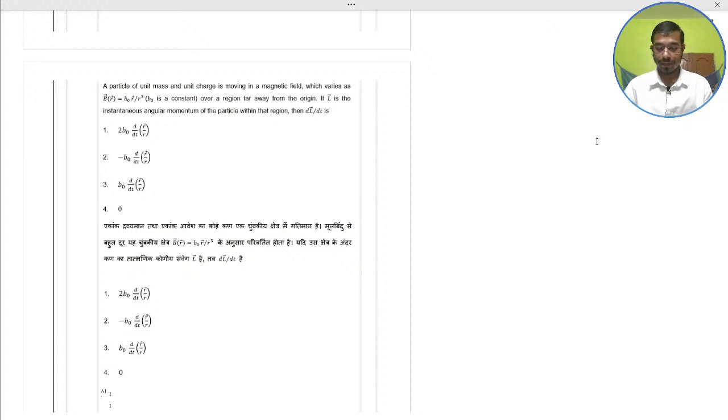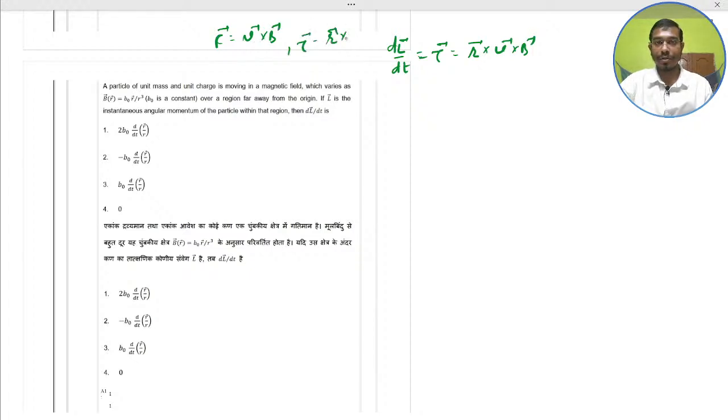So the dL by dt means the torque. You have to find dL by dt, which means tau. Tau means what? R cross F, where F means Q V cross B. Put this value, because F is what? Q V cross B.